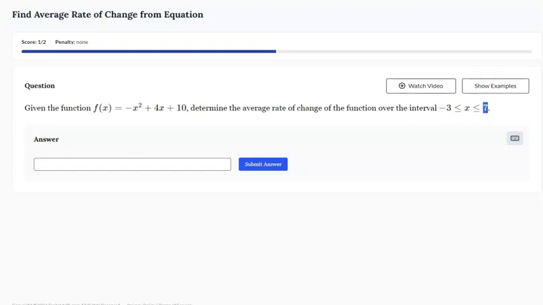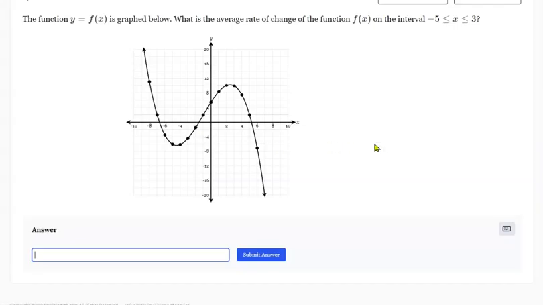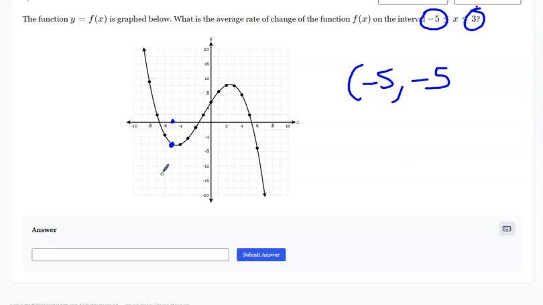Let's take a look at the third topic, from a graph. So when you find average rate of change from a graph, they'll give you the interval again. So from -5 on the x-axis, you need to go down to find the function. So at -5, I need to move down 5 spaces to get to the function. Oops, sorry, 6 spaces. These go by 2's.